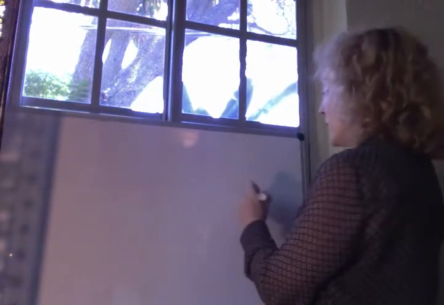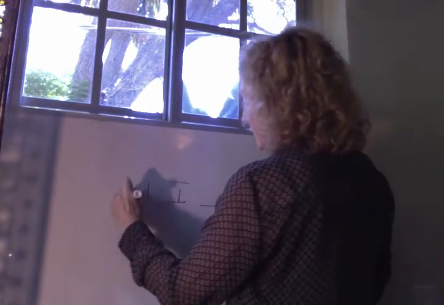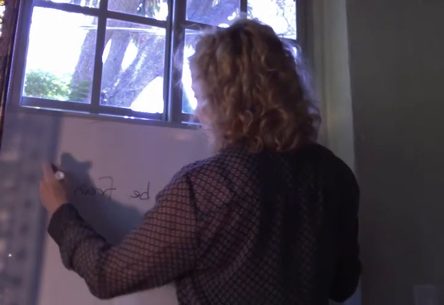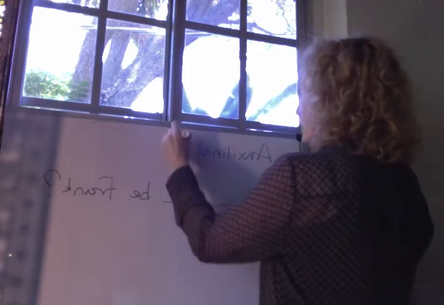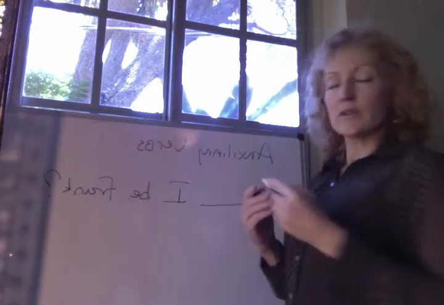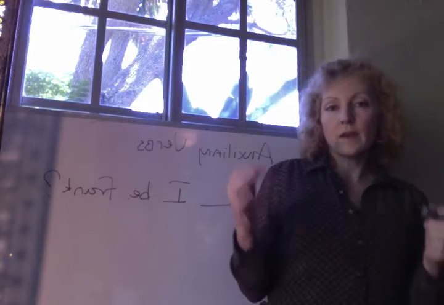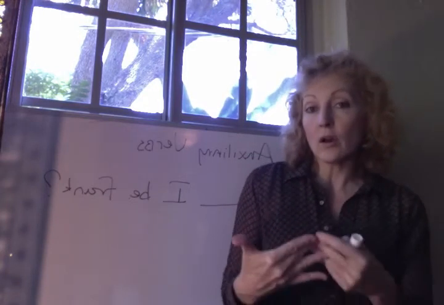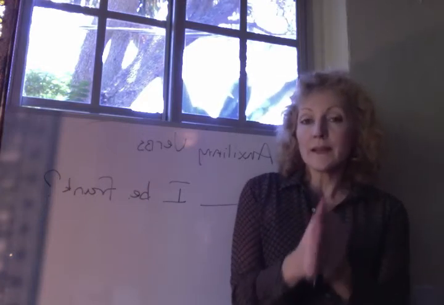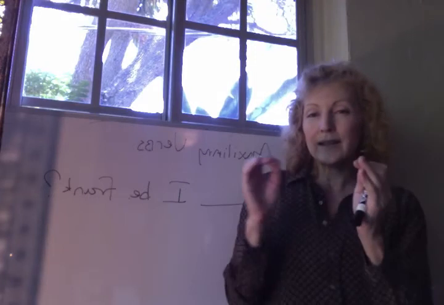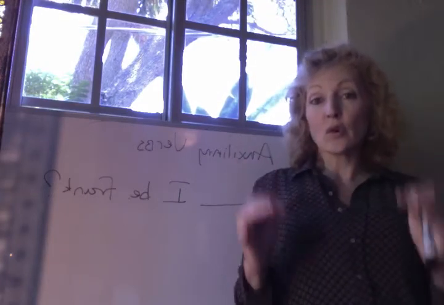So what about the following position? "Blank I be Frank." This is a position in which we find auxiliary verbs. And auxiliary verbs are sometimes what are called helping verbs. They are a type of verb that appear along with a main verb. So whenever you have an auxiliary verb, you always have a main verb. That's the most important thing to keep in mind about auxiliary verbs. They can never occur on their own.